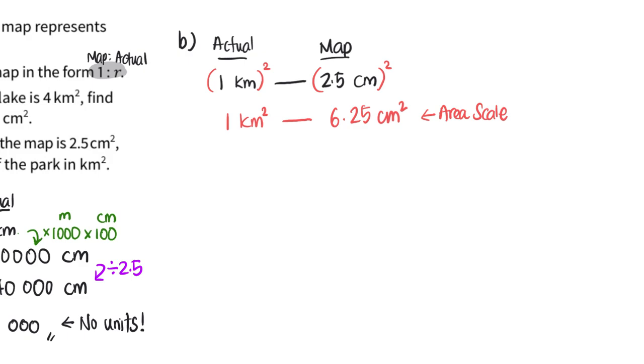It makes things easier. Therefore, if I want to find what is my 4 kilometer squared, what do you think we should do? Yes, times 4. That means I will just need to times 4. And that will give me 25 cm squared. And we are done with part B.